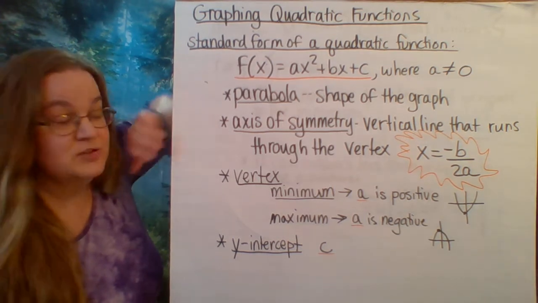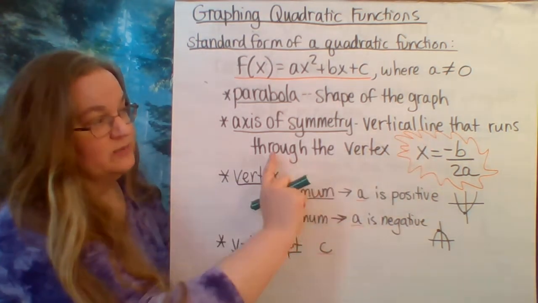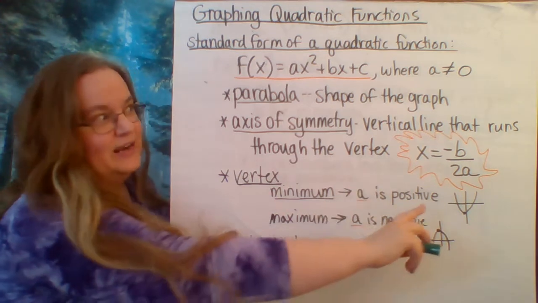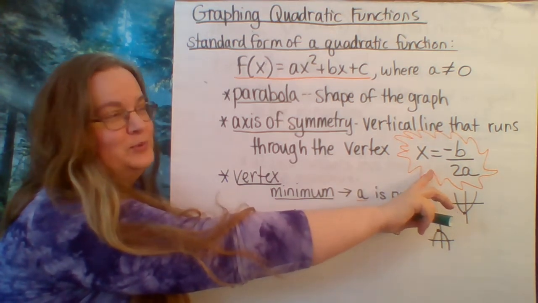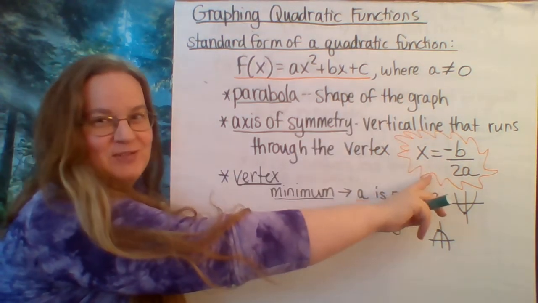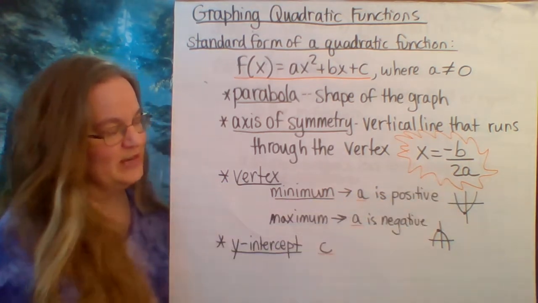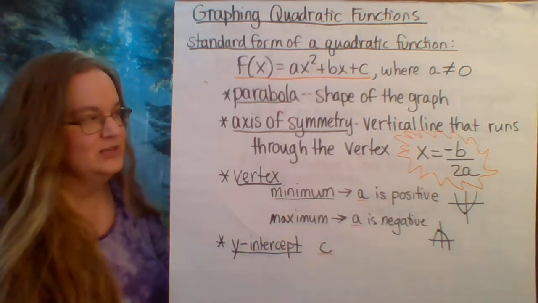The axis of symmetry, remember, is that vertical line that runs through the vertex. And now we have a formula for it. When we're using standard form, we have a formula. So x = -b/2a equals that vertical line.